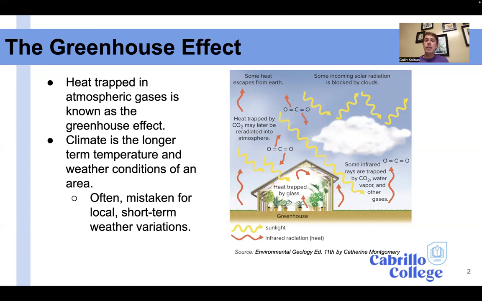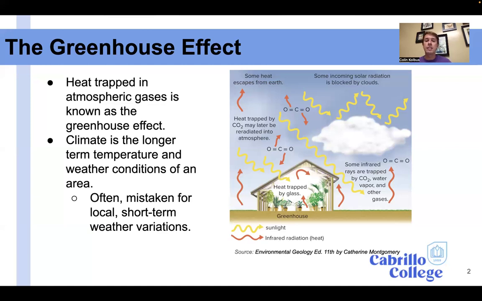So what's happening is heat is being trapped by the gases. Air may seem empty to you. There's nothing to feel, but it's actually composed of a lot of atmospheric gases: nitrogen, oxygen, carbon dioxide. As you move up into different layers of the atmosphere, you get more ozone.